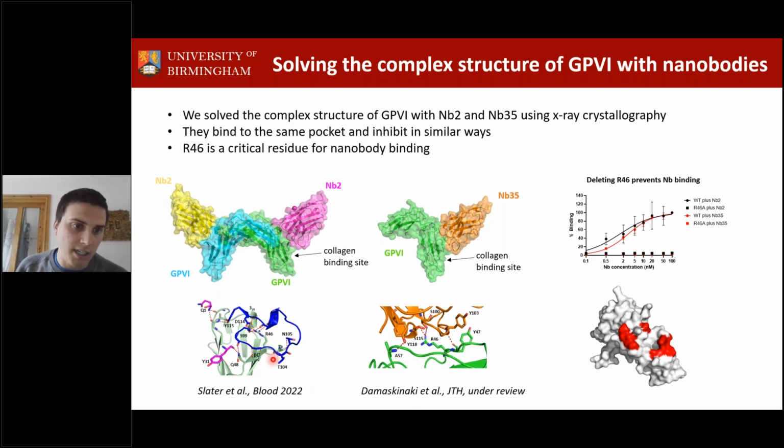Both nanobody 2 and nanobody 35 utilize this key arginine 46 residue on GP6. I showed in a surface binding assay that if I mutate this arginine 46, we no longer get any binding at all of GP6 to the nanobodies. You can see both nanobodies are binding to this nicely conserved pocket on GP6. It's just by pure luck that they happen to be binding to the exact same space, the exact same binding site.